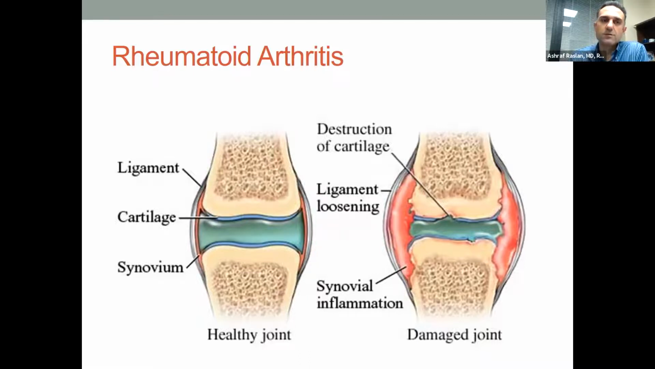And this leads to increased risk of many other things like heart disease or high blood pressure or diabetes. It increases fatigue. Usually people feel tired. It can even increase the risk of depression. And because the immune system is active, it can lead to other things like skin problems or lung inflammation or eye inflammation, among many other things that can happen. So rheumatoid arthritis is a systemic disease, it doesn't only affect the joint.